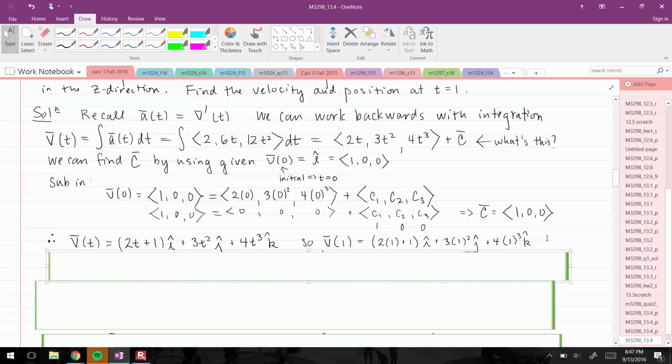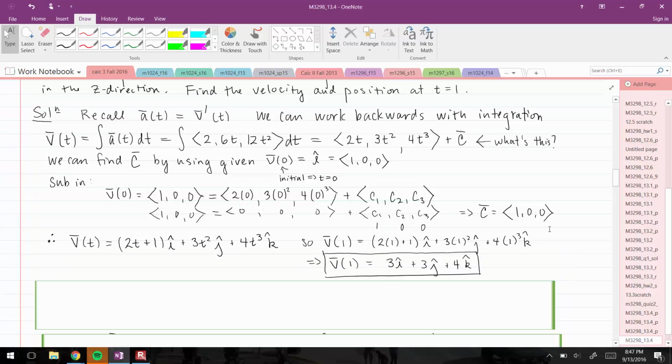So we'll finish this off, the velocity at time equals 1. Now that we have our full velocity vector taken care of, we can just plug in t equals 1 and get our result. So we get 3i plus 3j plus 4k. I was excited to do more integration. Now we can move on and actually do that.